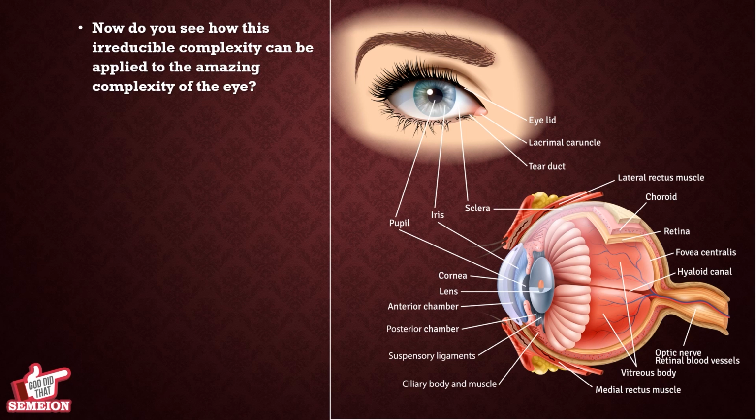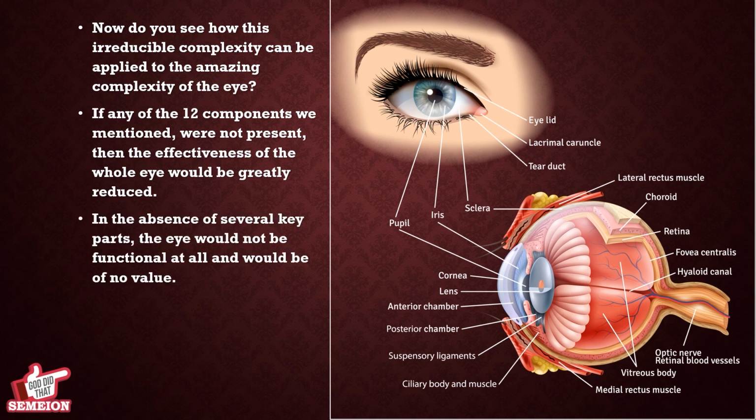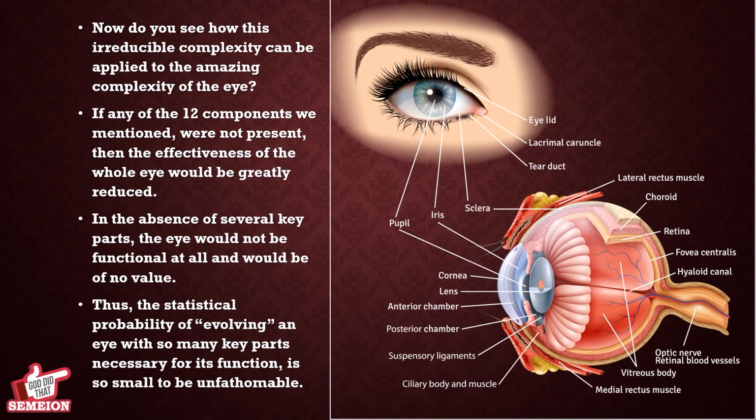Now, do you see how this irreducible complexity can be applied to the amazing complexity of the eye? If any of the 12 components we mentioned were not present, then the effectiveness of the whole eye would be greatly reduced. In the absence of several key parts, the eye would not be functional at all and would be of no value. Thus, the statistical probability of evolving an eye with so many key parts necessary for its function is so small as to be unfathomable.